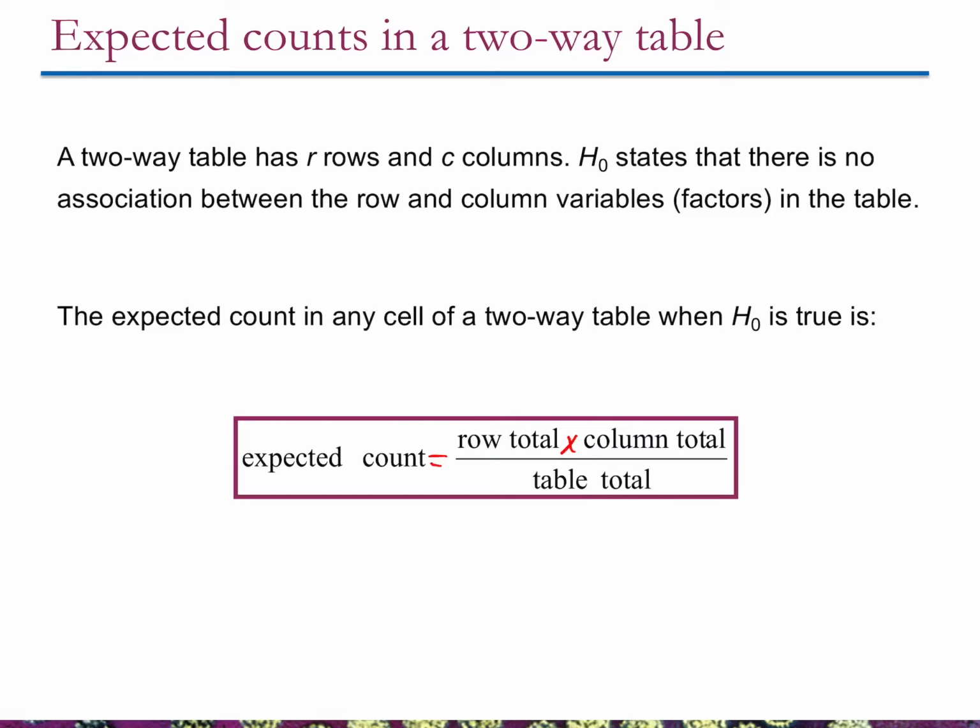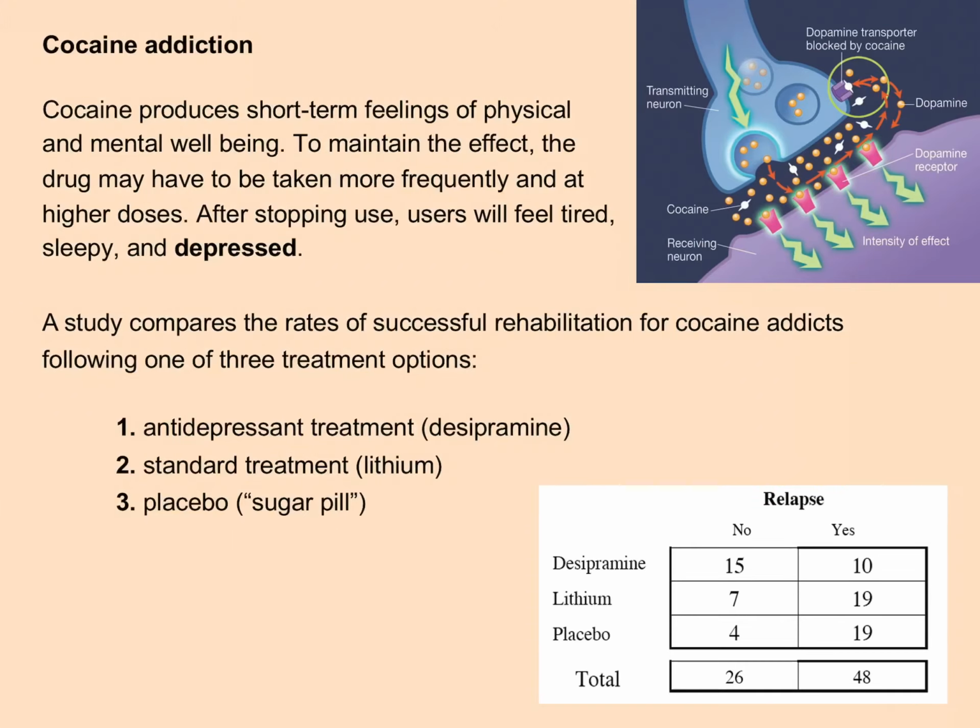But let's set up a scenario for looking at this. All right, cocaine addiction. Cocaine produces short-term feelings of physical and mental well-being. To maintain the effect, the drug may have to be taken more frequently and at higher doses. After stopping use, users will feel tired, sleepy, and depressed. A study compares the rates of successful rehab for cocaine addicts following one of three treatment options.